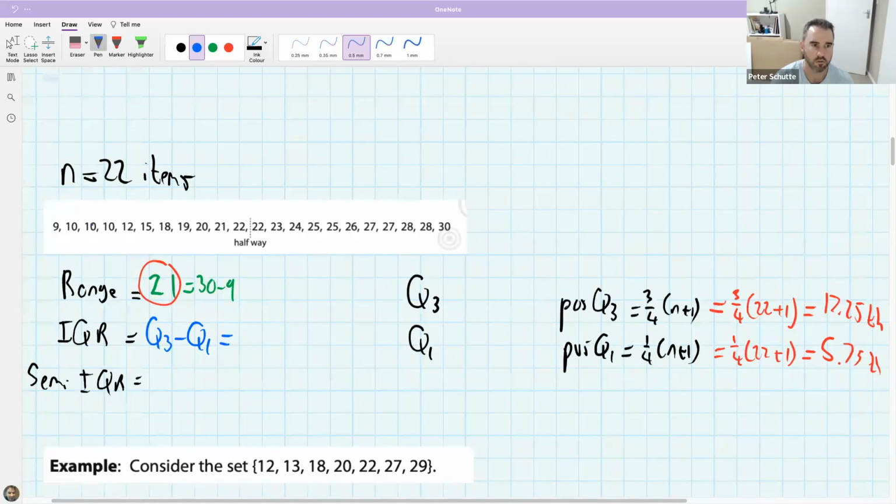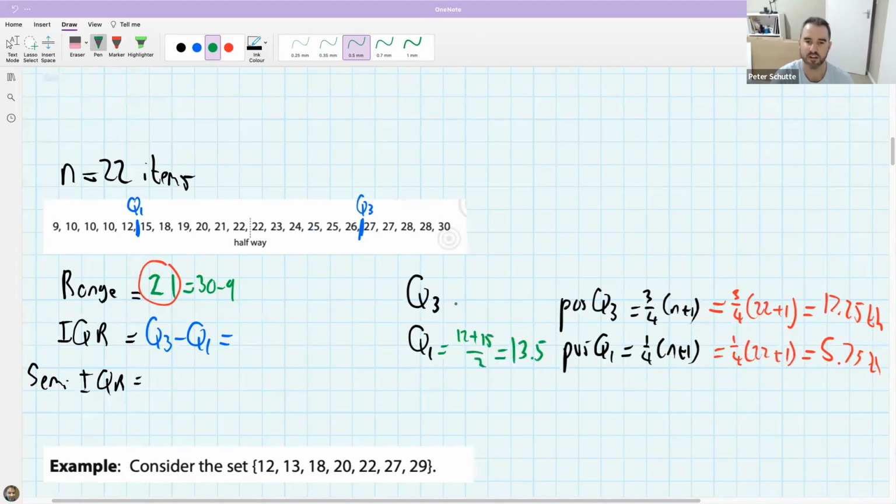So 1, 2, 3, 6. So Q1 is going to be there. Where's Q3? 17. So it feels to me like Q3 should be there. And that means that Q1 will just be 12 plus 15 over 2, which is 13.5. And Q3 should be just 26.5. Let me see in the chat.